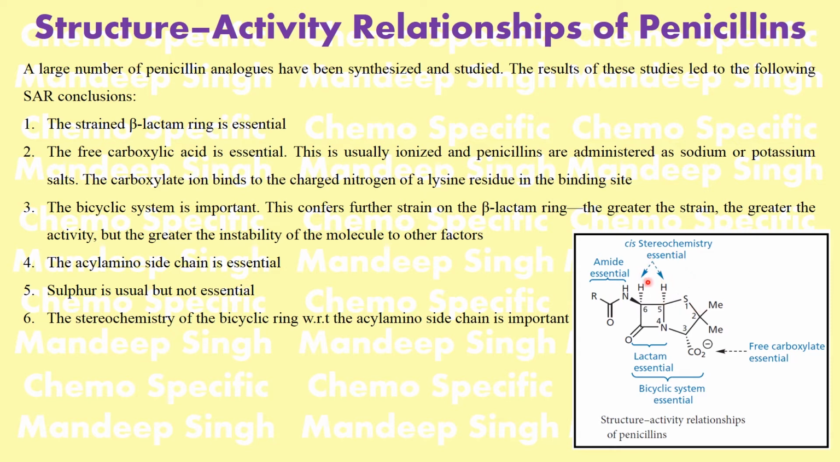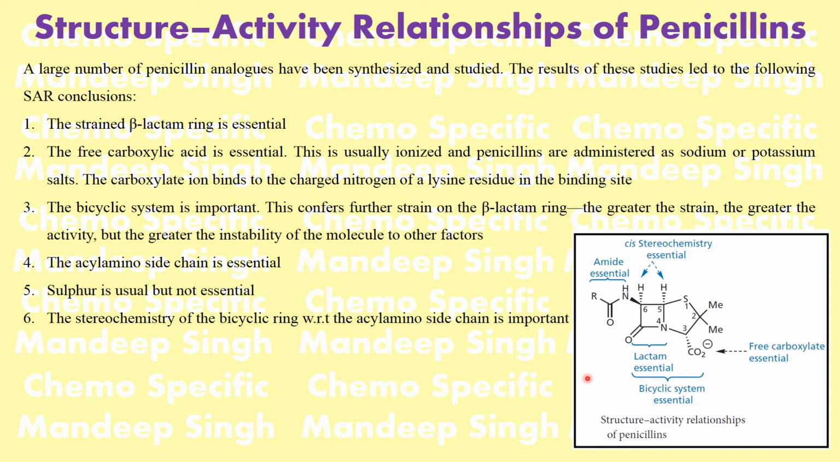The second is the cis stereochemistry of this one. So here the stereochemistry has to be cis. You can have a different substituent at this position, it can be methoxy. You will see certain drugs where you will see a methoxy here, but the stereochemistry here has to be cis. Both the hydrogens have to be cis to each other.